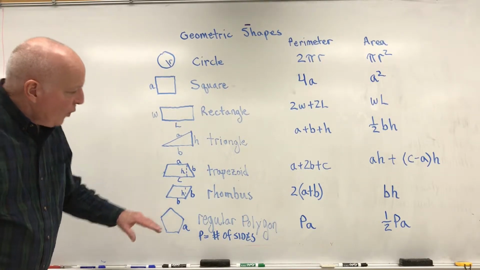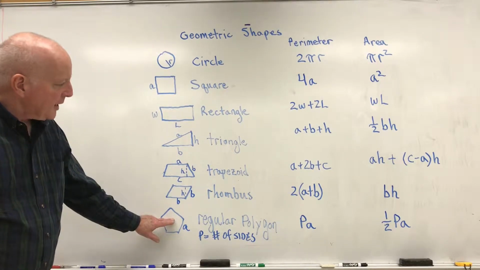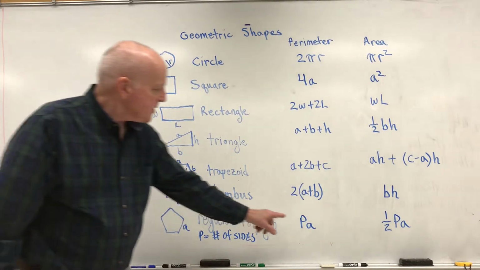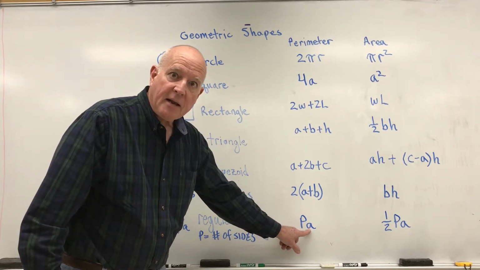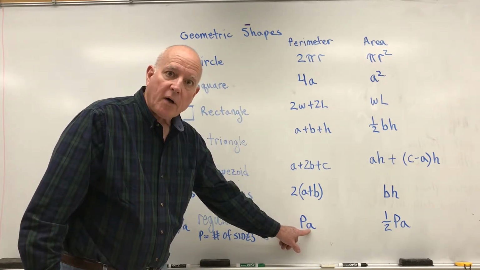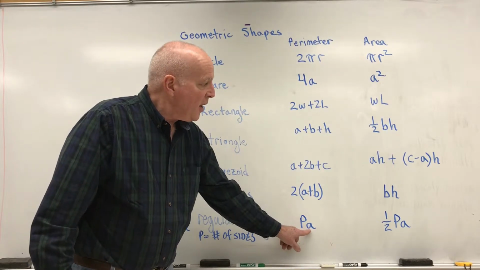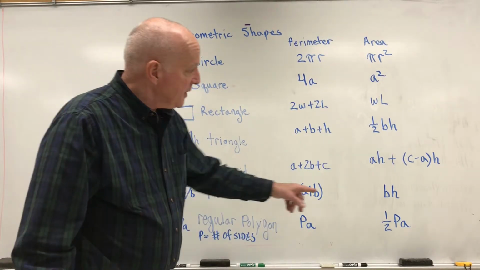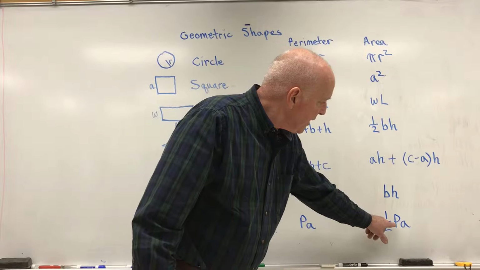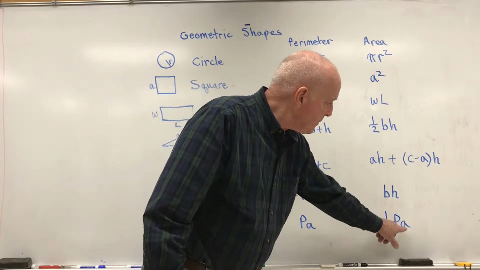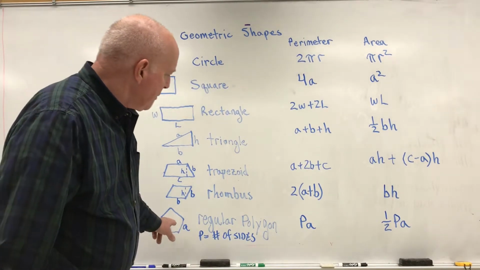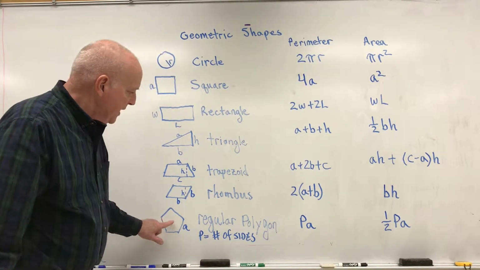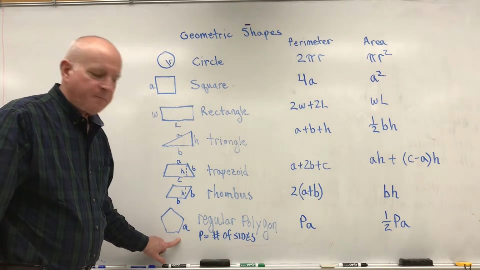And when I look at these regular polygons, the perimeter is always going to be the number of sides times the length of the side a. They're regular polygons, so all the sides are the same length. The area of a polygon is 1/2 the number of sides times the side length. So once again, the area of a polygon is 1/2 the number of sides times the side length.